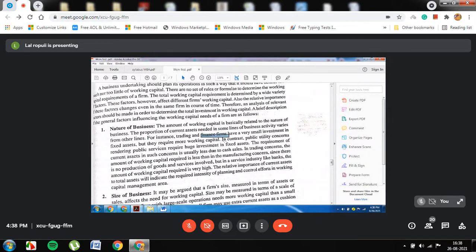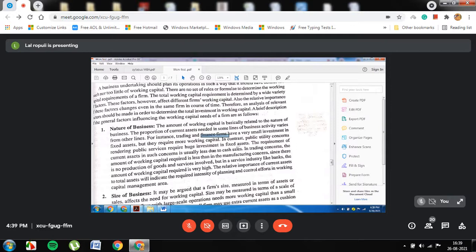In contrast, public utility concerns rendering public services require huge investment in fixed assets. For example, public utility concerns are those who produce electricity, those who produce liquefied petroleum gas, and those who supply water. They have invested a lot of money in fixed assets, so they need less working capital.